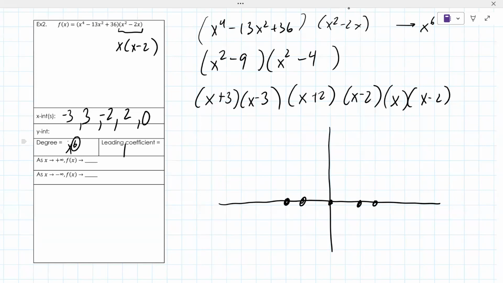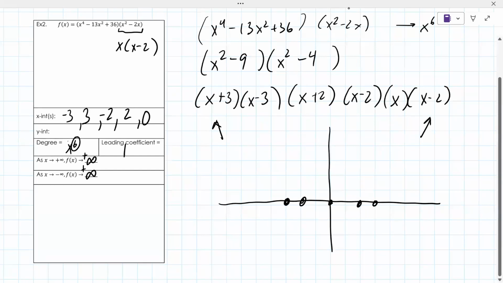So when it's even, it starts high and it ends high, and it's good to kind of draw those arrows. I think she gave us a table to memorize: if it's even and the leading coefficient is positive, then it goes up and up. The two endpoints are up. And if it's negative, it goes down, down. So these are both positive infinities.